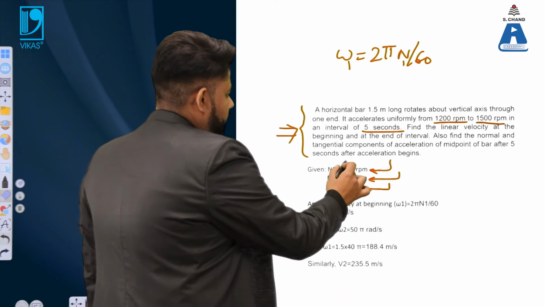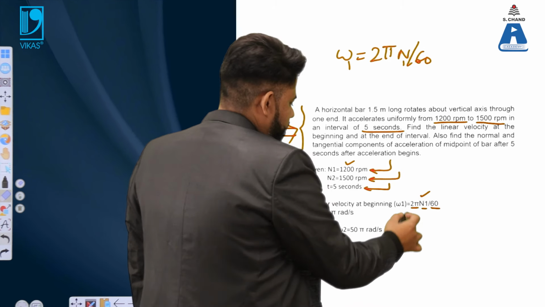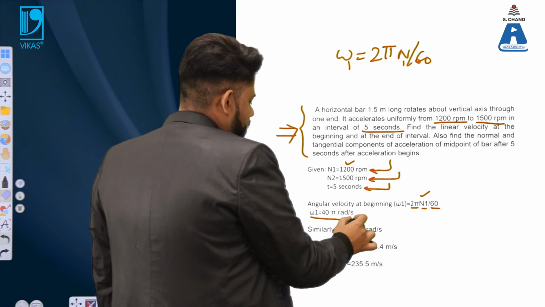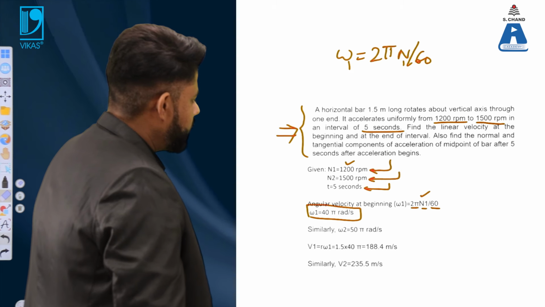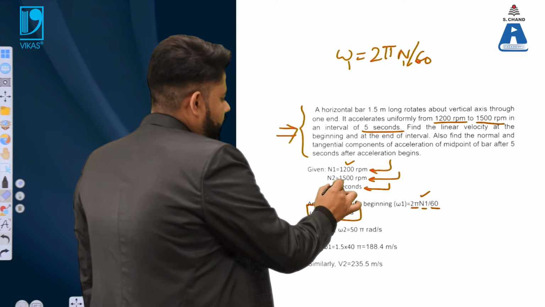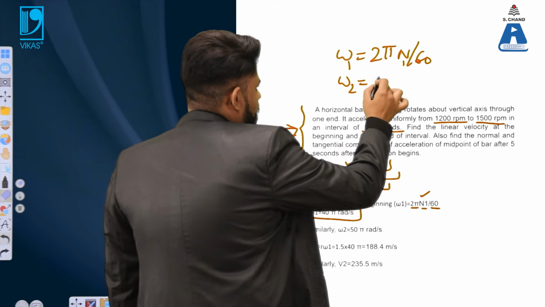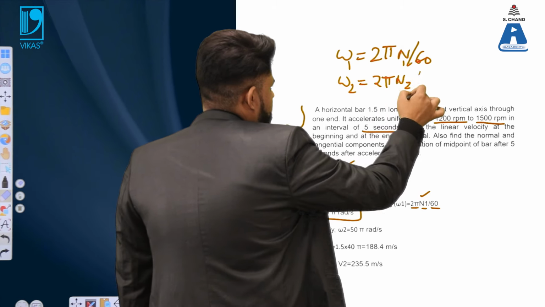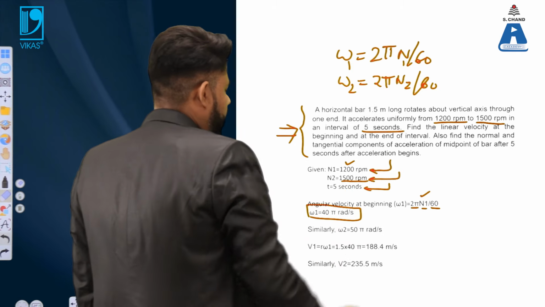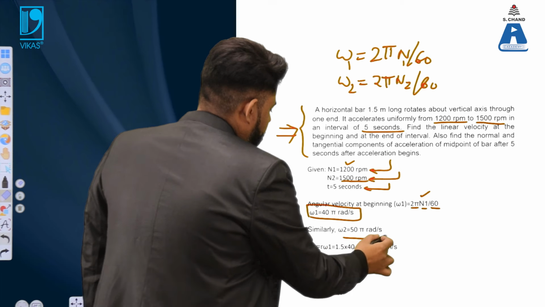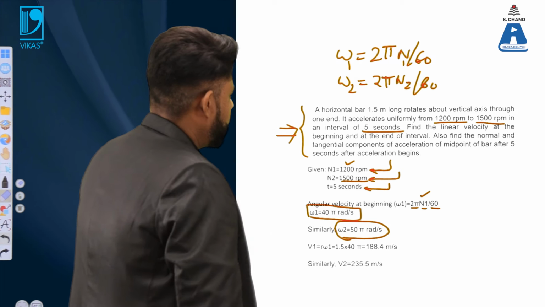So n1 value is 1200, so you can substitute 1200 here. So omega 1 = 2 pi into 1200 divided by 60, and you will get omega 1 as 40 pi radian per second. Then secondly, you have the value of n2, which is 1500 rpm. In the same formula, omega 2 = 2 pi n2 by 60, you substitute n2 as 1500, and you will get omega 2 as 50 pi. So you got two values of the angular velocities.